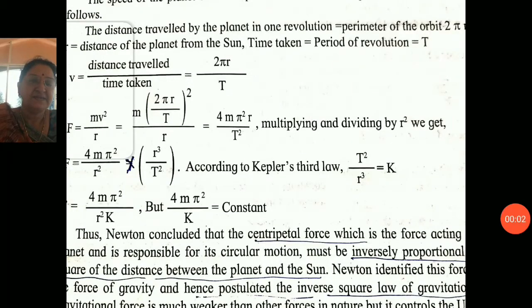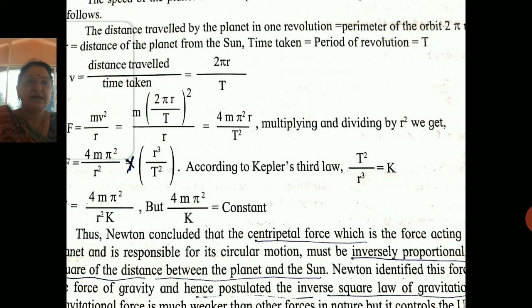Hello friends. Yesterday we came to the point of uniform circular motion, that is, the object moving in a circle with constant speed. It is called uniform circular motion. And when a body performs circular motion, at that time centripetal force acts on that body, F is equal to mv square upon r.